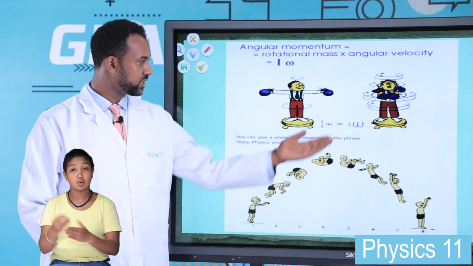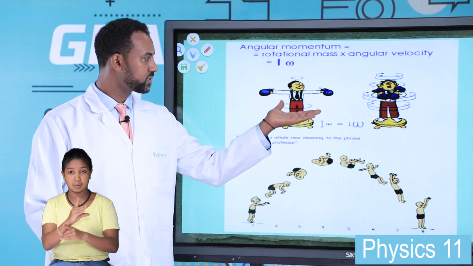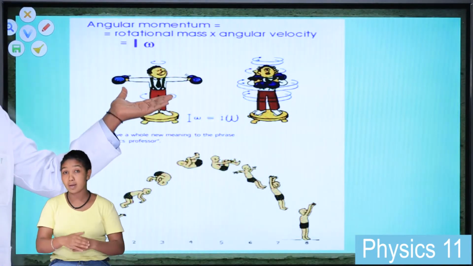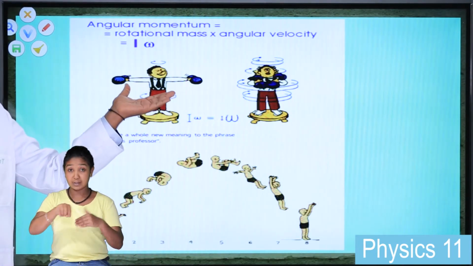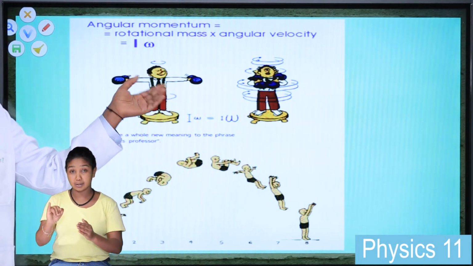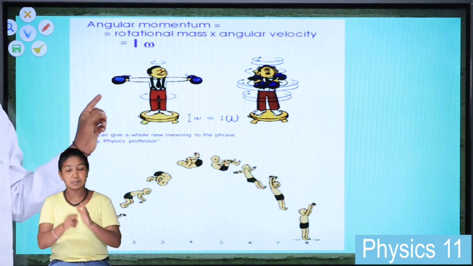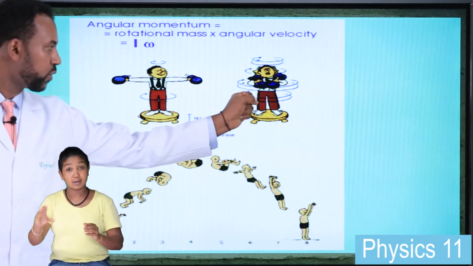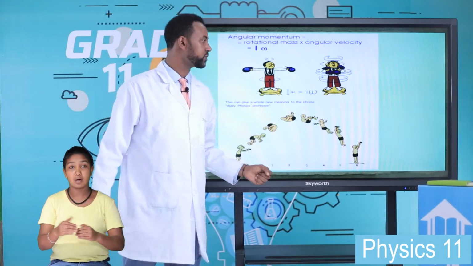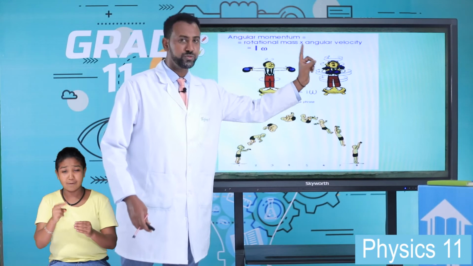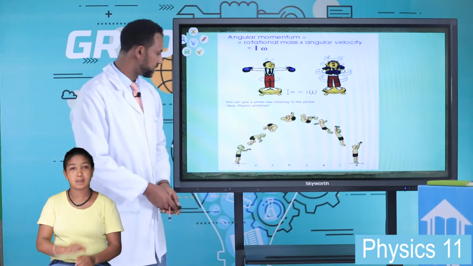This is also true. The same concept appears here. While he stretches his hands, the moment of inertia increases. While the moment of inertia increases, the angular speed decreases, the angular velocity decreases. While he collapses his hands and brings them nearer to the axis of rotation, he spins faster or moves faster. Okay, so this is the concept.